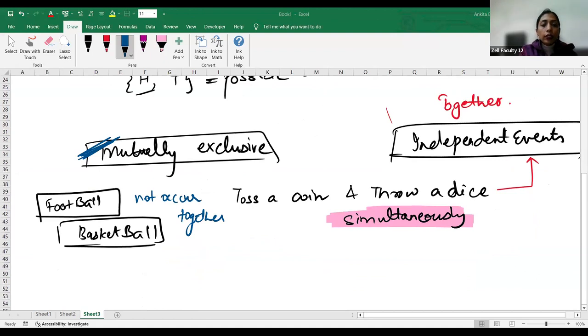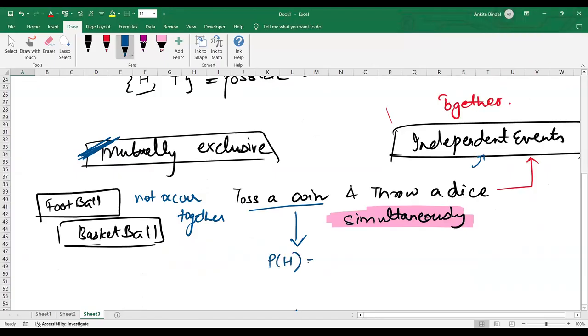Now if I talk about the independent event, okay, can you tell me that if I toss a coin, then what is the probability of getting a head?